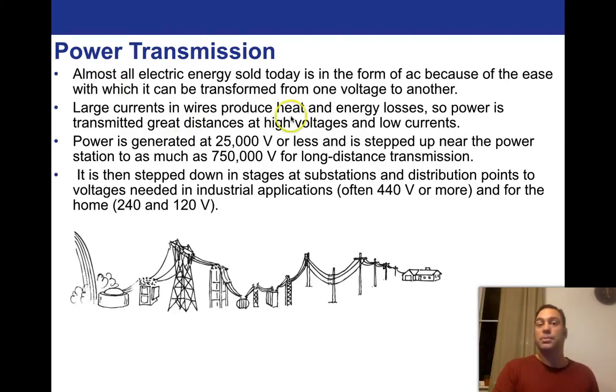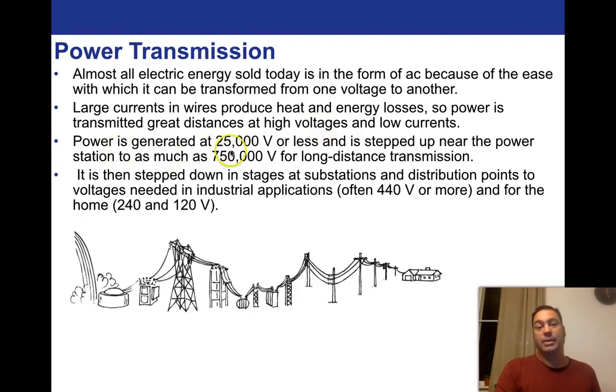Large currents in wires produce heat and energy losses, so power is transmitted great distances at high voltages and low currents. You don't want a lot of current moving around. Remember, we're talking about the resistance, right? The more you're moving actual electrons, the more likelihood you're going to deal with large amounts of resistance. So it's better to transmit at high voltage.